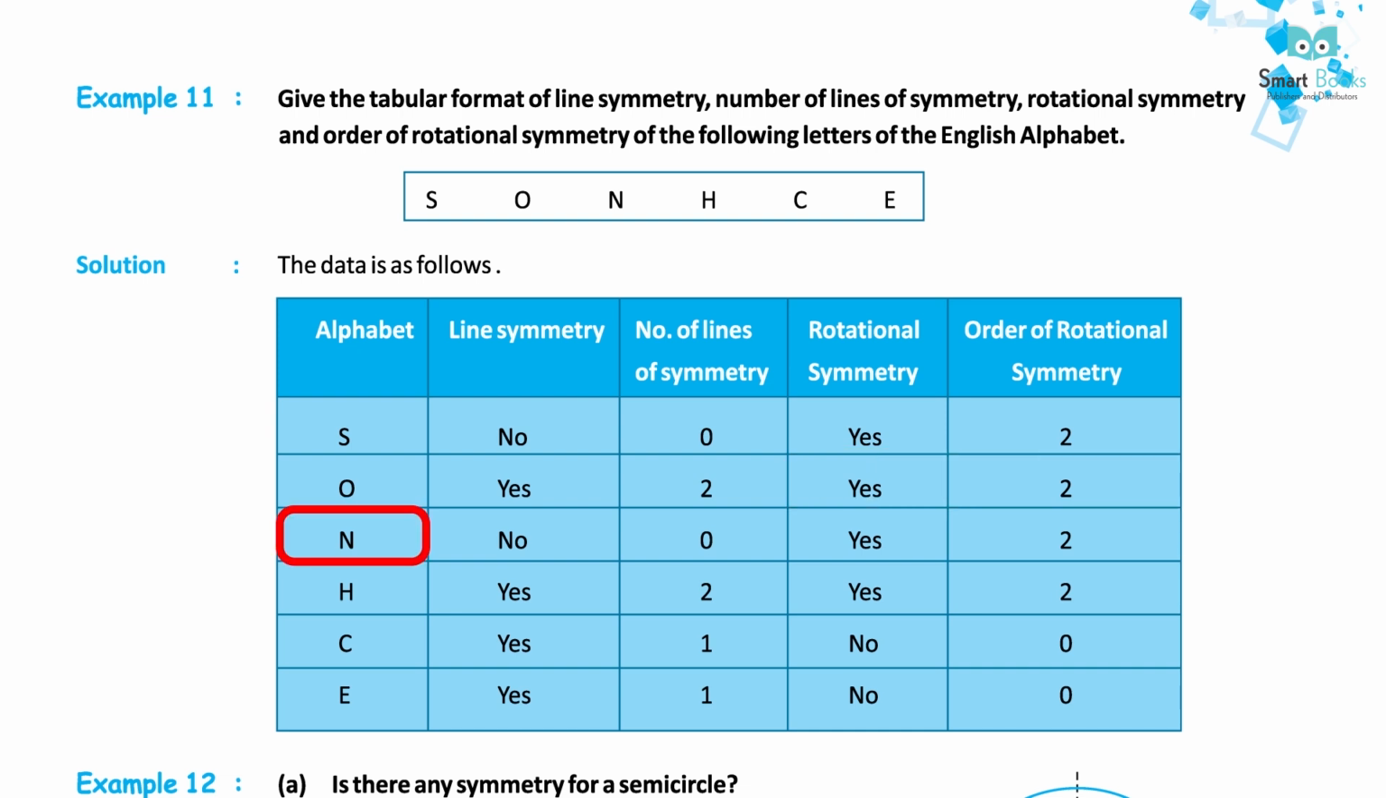2. N. No. 0. Yes. 2. H. Yes. 2. Yes. 2. C. Yes. 1. No. 0. E. Yes. 1. No. 0.